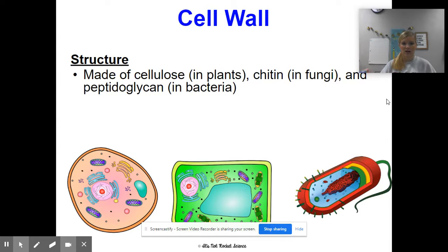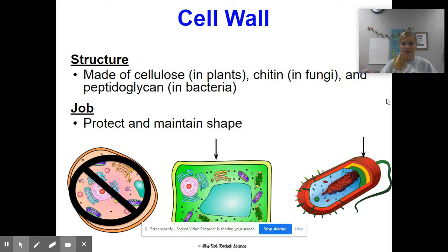And your cell wall is made of cellulose, which is essentially fiber in plants, and chitin, I think, in fungi. We're not really going to worry about that one too much. I would prefer that you just remember cellulose is in plants, and then peptidoglycan in bacteria. And its entire job is to protect and maintain the shape. So we have our cell wall around our plant cells and our bacteria, but our animal cells have the cell membrane only.